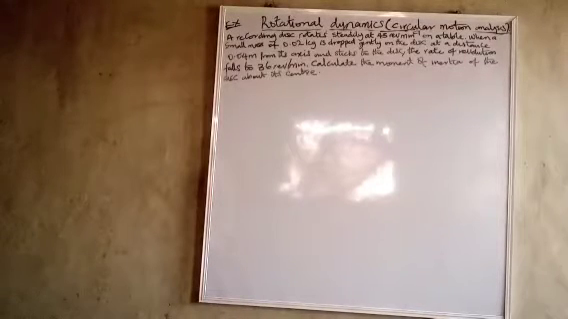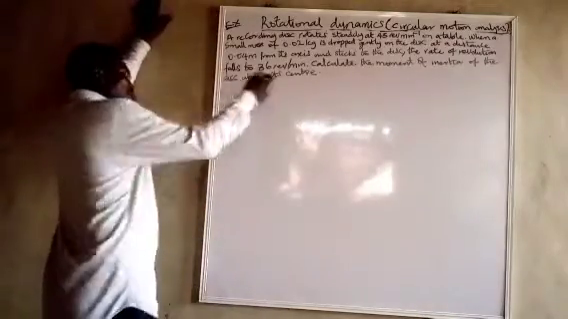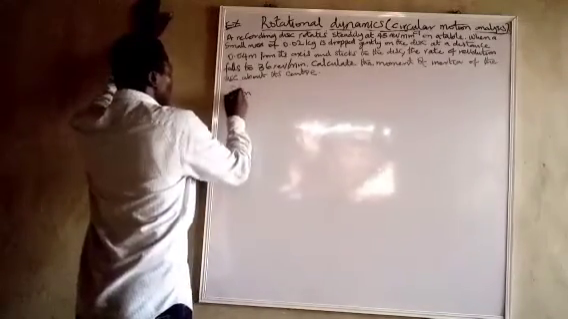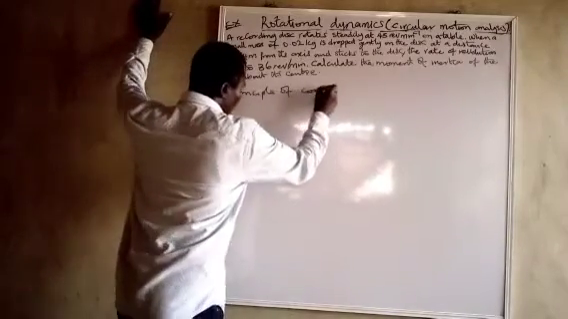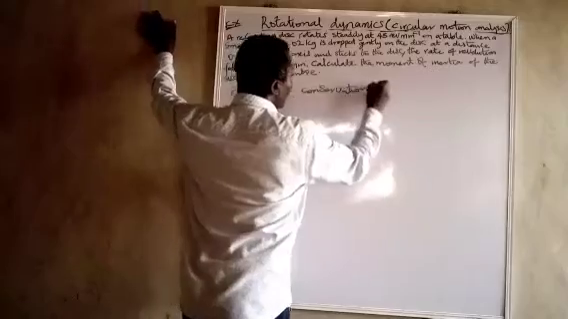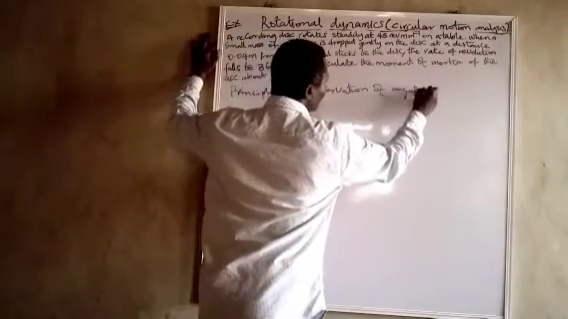A recording disc rotates steadily at 45 revolutions per minute on a table. When a small mass of 0.02 kg is dropped gently on the disc at a distance 0.04 meters from its axis and sticks to the disc, the rate of revolution falls to 36 revolutions per minute. Calculate the moment of inertia of the disc about its center. So here, we are going to use the principle of conservation of angular momentum.